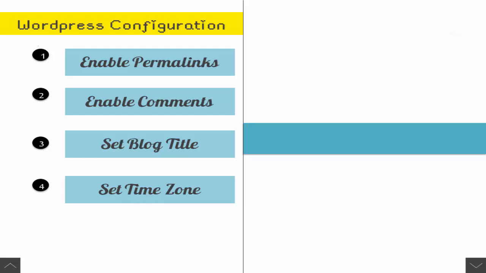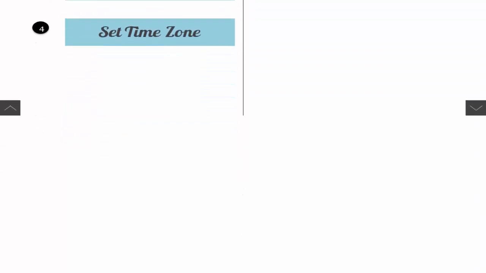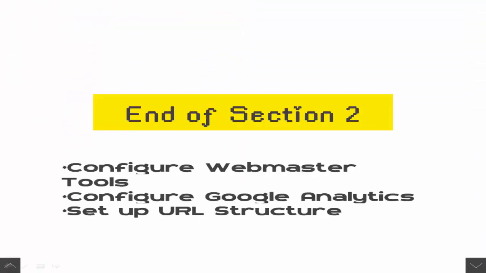And then that's pretty much ending section 2. In section 3, we will speak about configuring webmaster tools, how to configure Google Analytics, and how to set up your URL structure, as well as competitive link analysis.